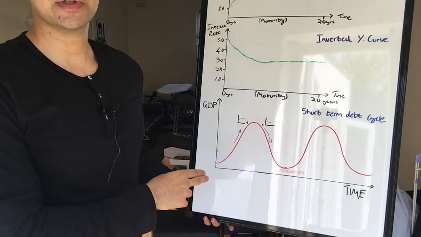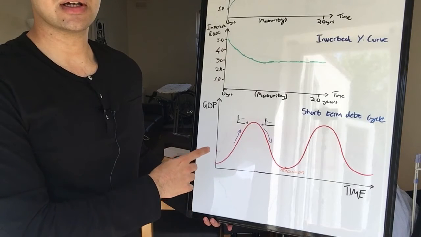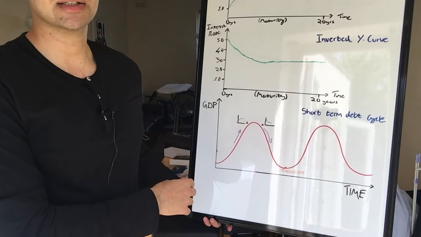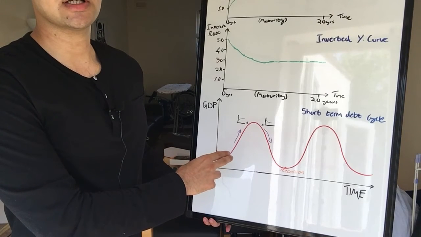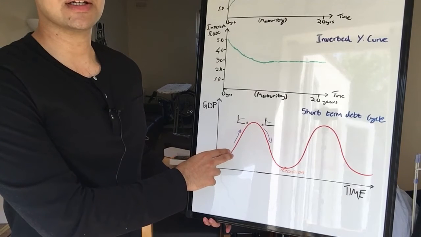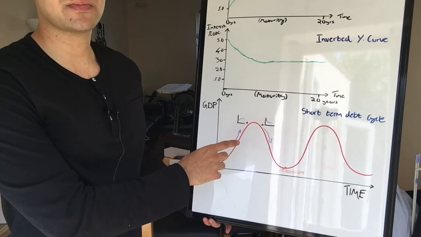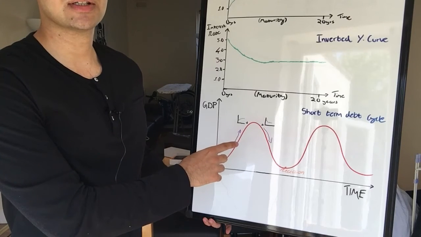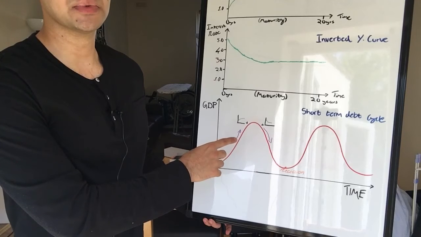Here we have the short-term debt cycle, also known as the business cycle. We have GDP on the y-axis and time on the x-axis. So spending increases and prices rise. The increase in spending is fueled by the availability of credit. When the amount of spending is greater than the production of goods, prices rise, and this is inflation. Inflation is a rise in prices over time that decreases the purchasing power of money.